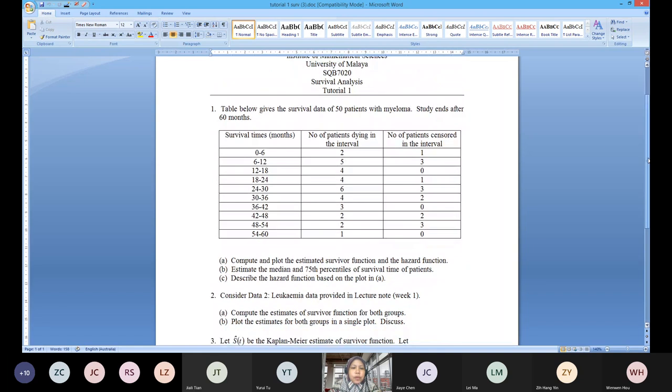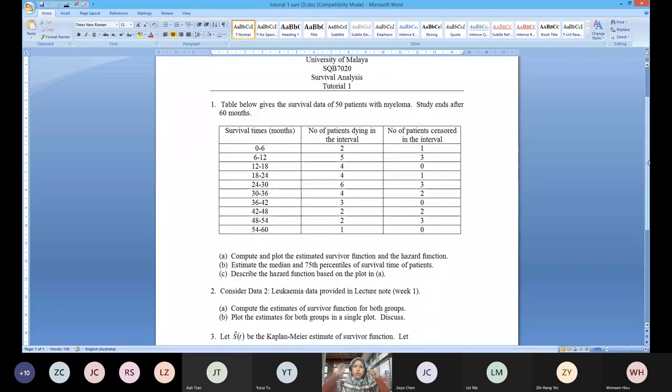Okay, so for question one, can we just focus on the survival function? We can answer A and B. Describe the hazard function based on the plot in A: for the hazard function in C, you need to plot and compute the hazard function so that you can describe the hazard function in A, right? So at the moment, you need to do part A and part B.